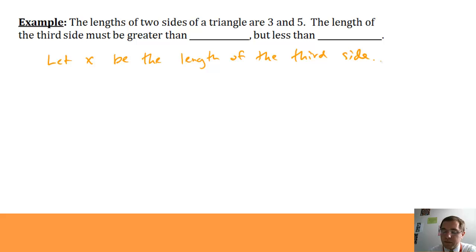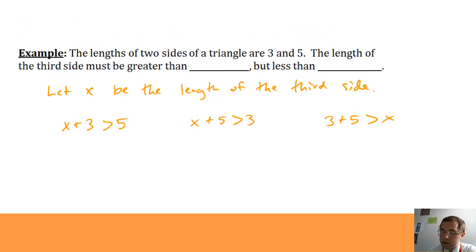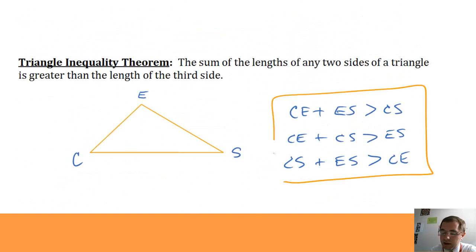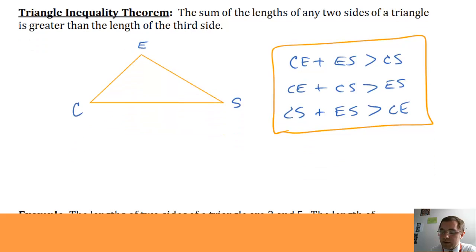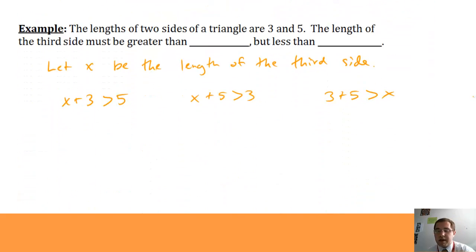We know that if I add x to 3, I need to be bigger than 5. Also, if I add x to 5, I need to be bigger than 3. Also, if I add 3 and 5, I need to be bigger than x. So that's the same analogous inequalities I had up here. If I add two sides together, I need to be bigger than the third side. X plus 3 must be bigger than 5, x plus 5 must be bigger than 3, and 3 plus 5 must be bigger than x. So now we have three inequalities.